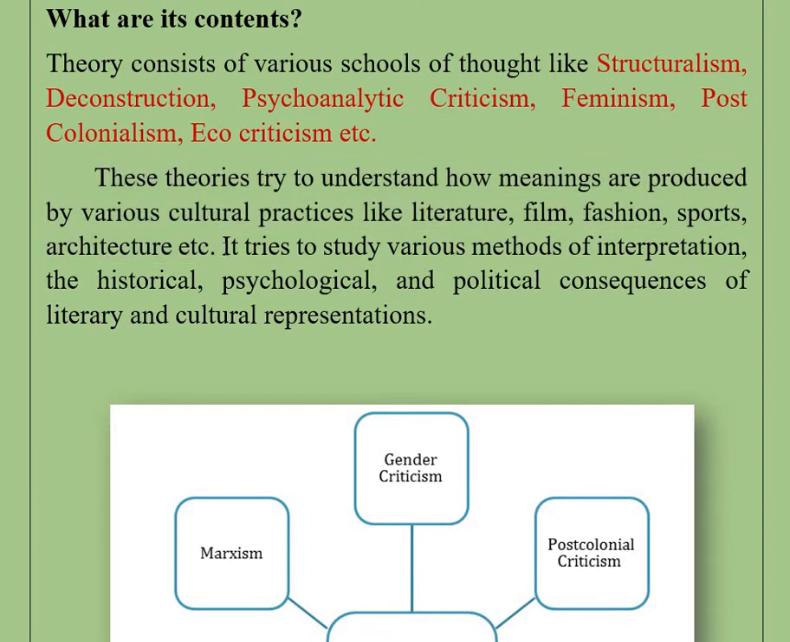It tries to study various methods of interpretation, the historical, psychological, and political consequences of literary and cultural representations. So various methods of interpretation are studied. The historical significances, the psychological significances, or the political consequences of literary and cultural representations. So we must agree that literature, film, fashion, sports, architecture, all these have historical, psychological, and political significances and consequences.